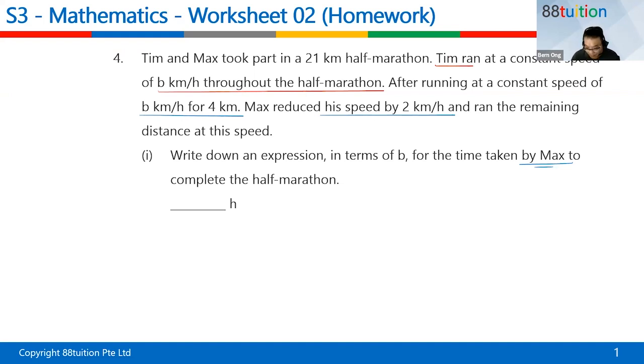Okay, children. As you can see, there are two lines, the red line and the blue line. The blue line is talking about Max, and our focus today is on Max. Down here, take a look. It is a 21-kilometer race, so the total distance is equal to 21 kilometers.